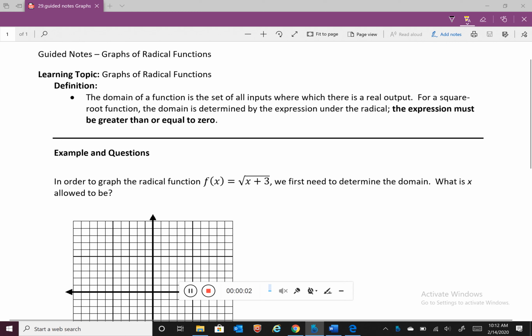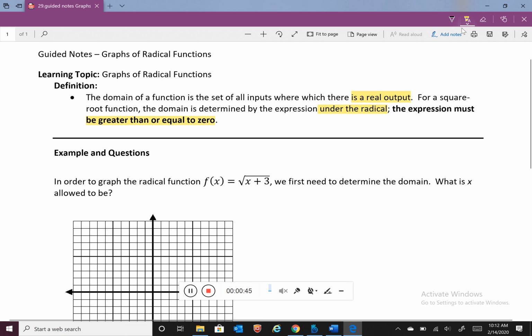Looking at graphing radical functions, we need to recall the domain of a function. The definition of domain of a function is the set of all inputs where there is a real output. That means I'm able to input a value into my function and there will be a real output. For a square root function, the domain is determined by the expression under the radical. So we need to look at whatever is underneath this radical, and the expression must be greater than or equal to 0.